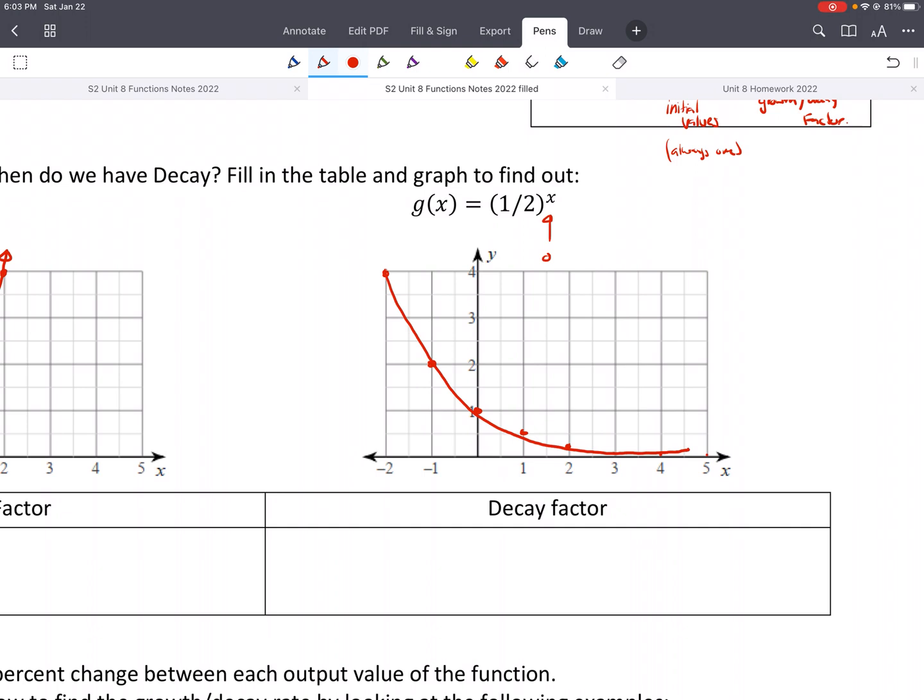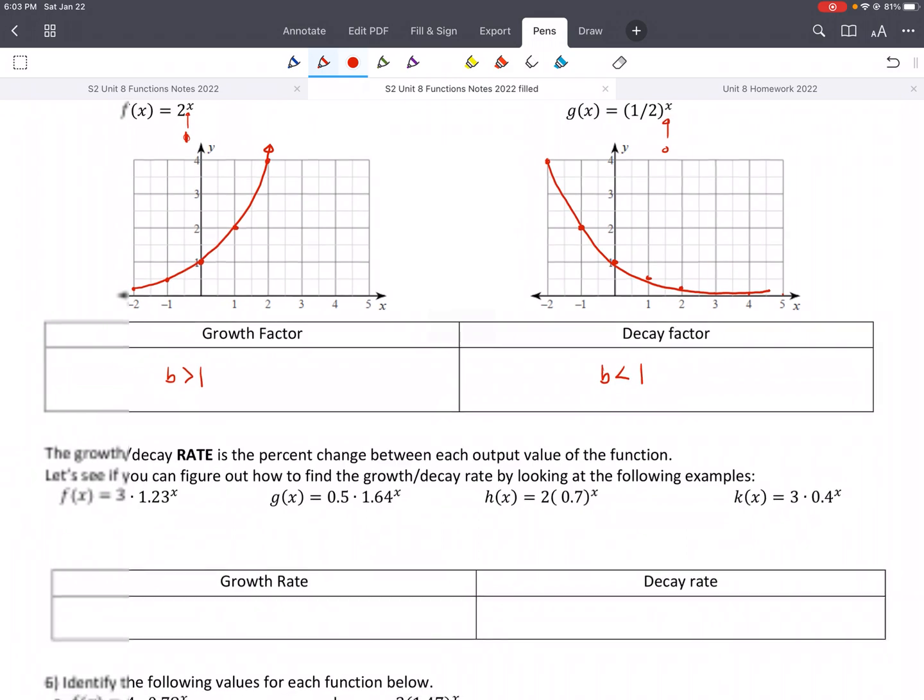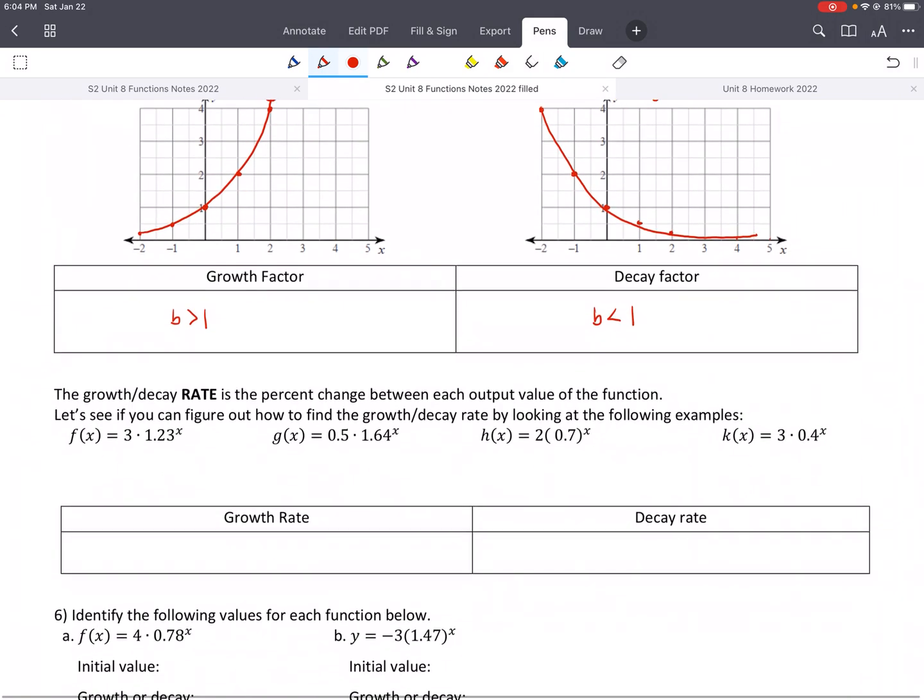All right, decay is whenever the base is less than 1. So like 1/2 times 1/2. Half of 1/2 is getting smaller, and then half of that again gets even smaller, and half of that again gets smaller. Okay. Now let's talk about rates.